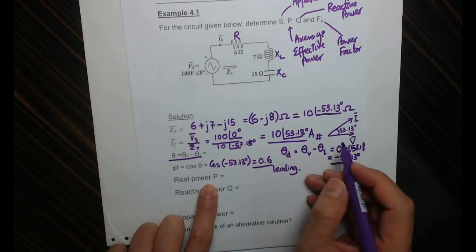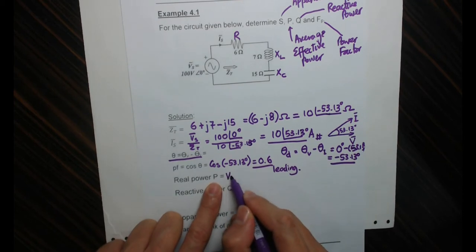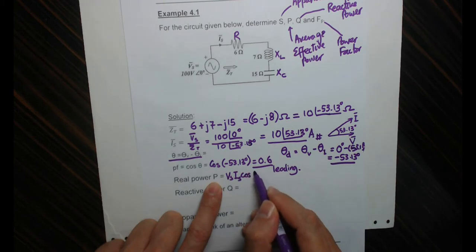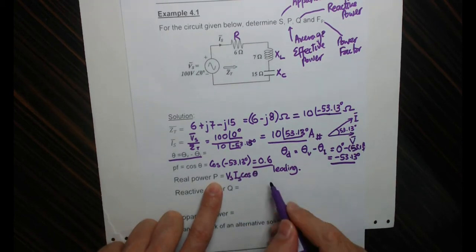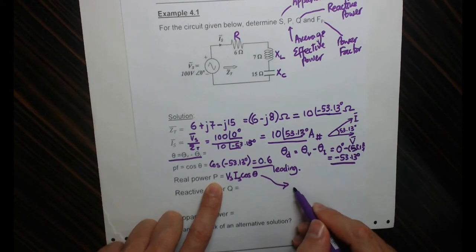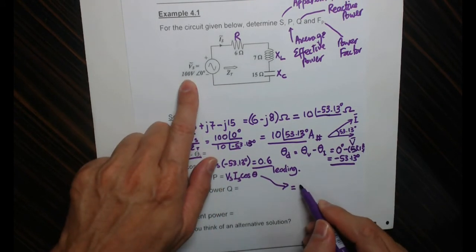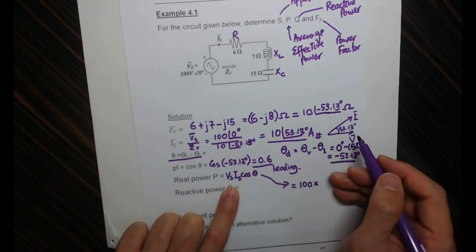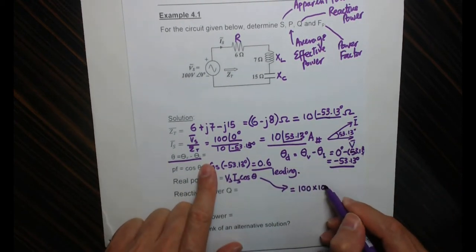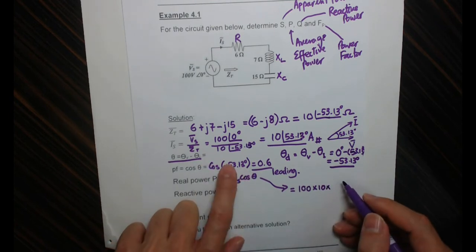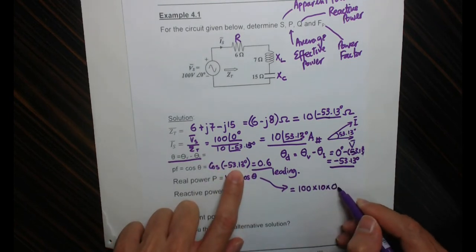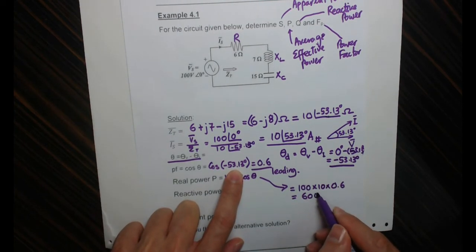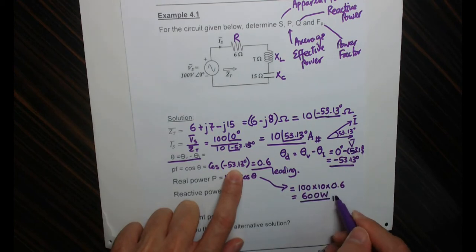Now, real power is given by the formula V times I cosine theta. So what does that mean? That's equal to V, which is 100, multiplied by I, which we calculated is 10, multiplied by cosine of this angle, which is 0.6. So that gives me 600 watts. That's the effective power.